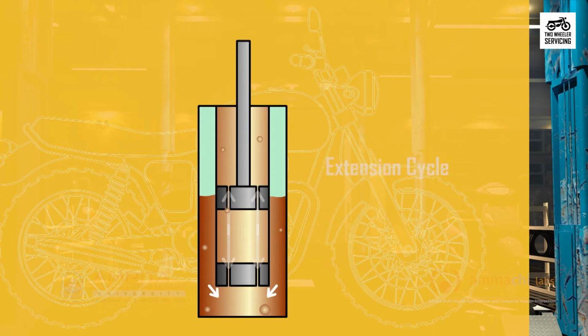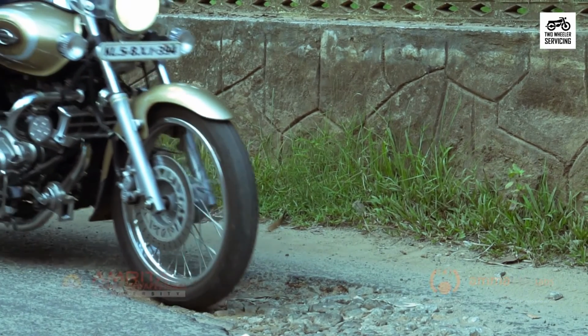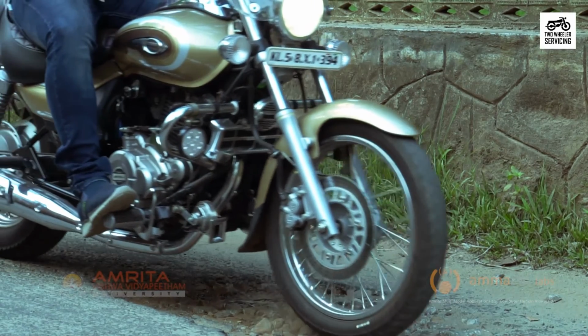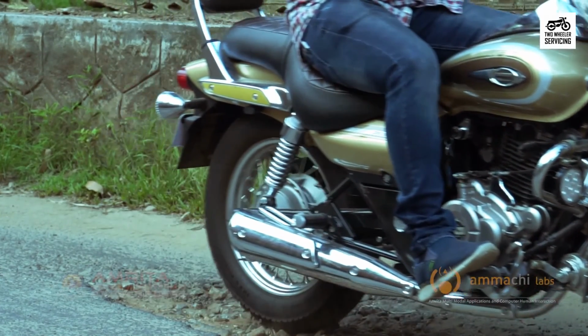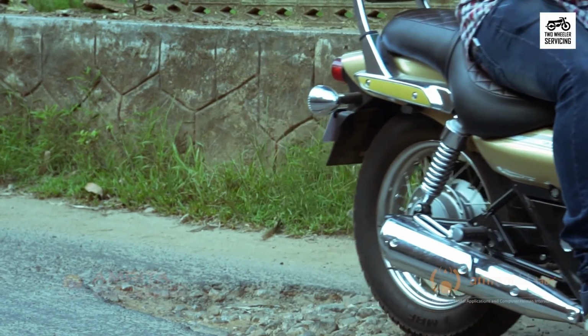After compression, when the spring expands, the extension cycle begins. Here, the oil flows back from the outer tube into the inner tube. The spring expands at a slower rate because of the resistance created by the hydraulic oil, thus absorbing the shock from the rebound. The shock absorbers in the front and rear suspension work with the same principles of extension and compression cycle while going through irregular surfaces.